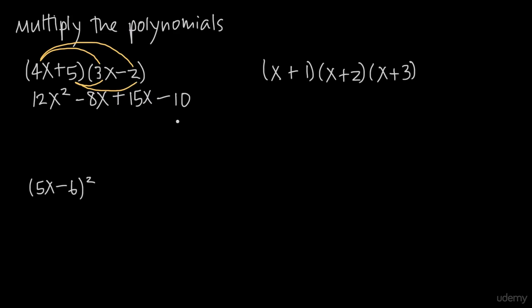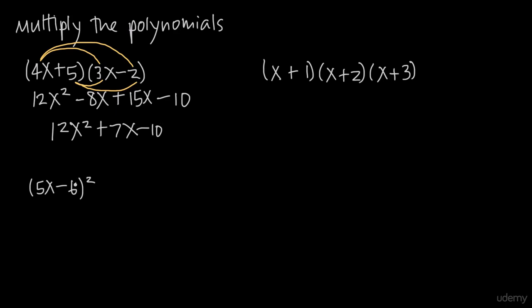Then once we've multiplied out, we're looking to combine like terms. We have negative 8x and a positive 15x. We know that that's going to give us a positive 7x. We can combine those as like terms. So the result is 12x squared plus 7x minus 10.